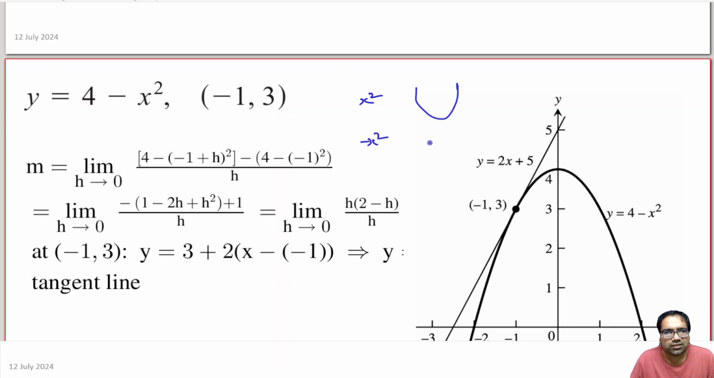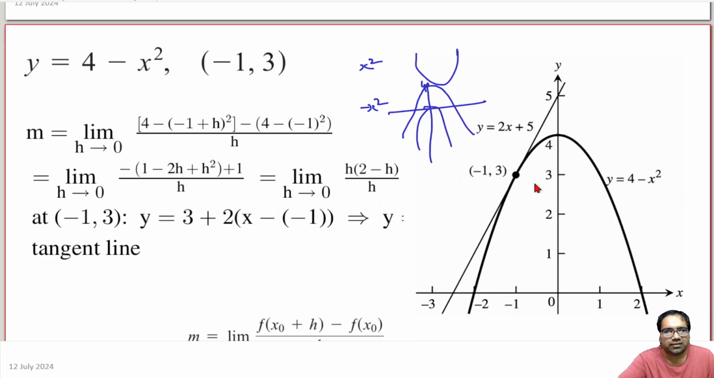Minus x square is the inversion of this, and minus x square plus 4. So this graph is shifted 4 units upwards. This point is 4. Okay, so that is this graph firstly. Now we want to find the tangent at this point, minus 1, 3.